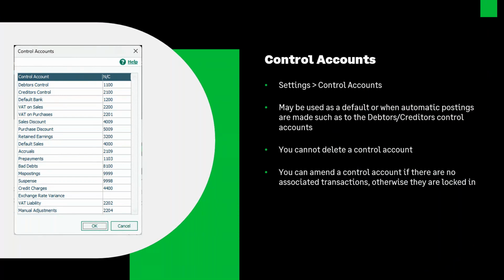Now you can amend a control account generally as long as there are no postings associated with that. So if debtors control, for instance, needed to be something else, as long as you haven't posted any transactions against that yet, then it would let you change it. But generally speaking, as soon as a posting is made to your debtors, creditors, VAT on sales, purchases, as soon as some transaction is posted to that, you'll find you can't change it. Others where it's just a default, so for instance, the default bank, you can change that one at any time. Default bank is just the one that's highlighted automatically when you go into that screen.